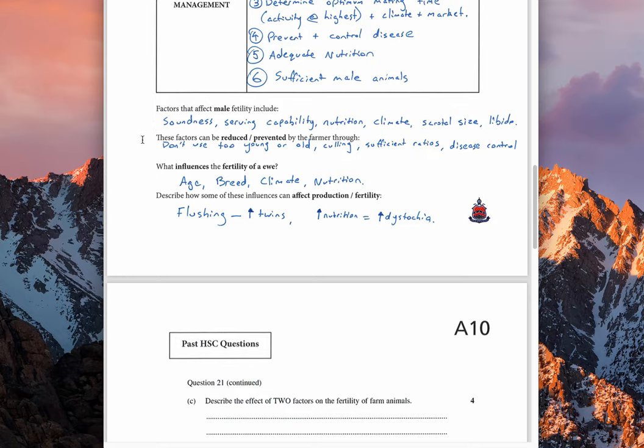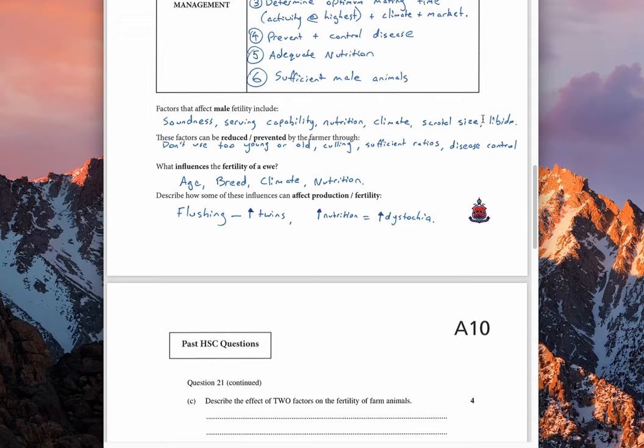Okay, so moving on, factors that affect male fertility include the following. So this is kind of focusing more on male. The previous ones really had a large focus on the female. So factors that affect male fertility: soundness of the animal, the actual structure of the animal affects whether it can mate successfully or not. Serving capability is talking about the number of sperm and its ability to mate with females. As we've seen, nutrition and climate also affect males.